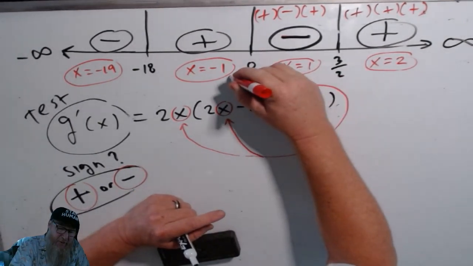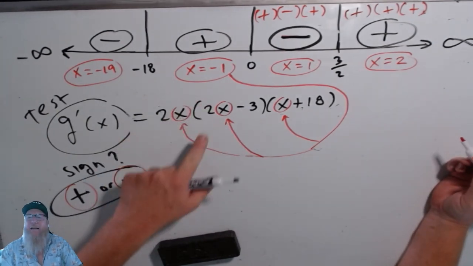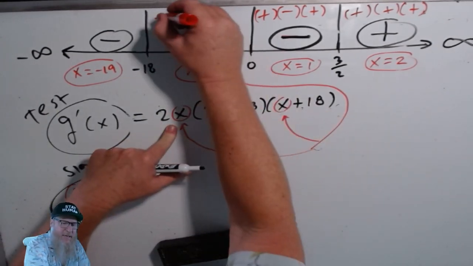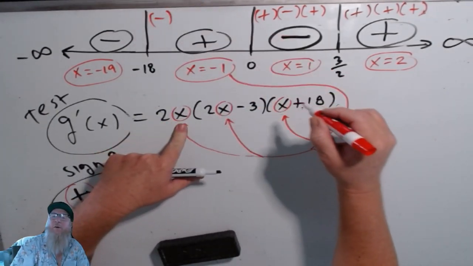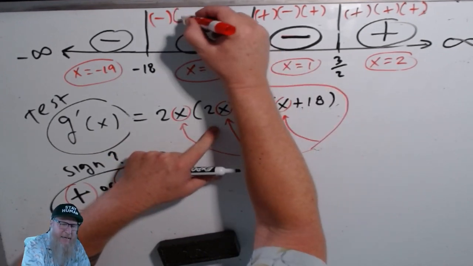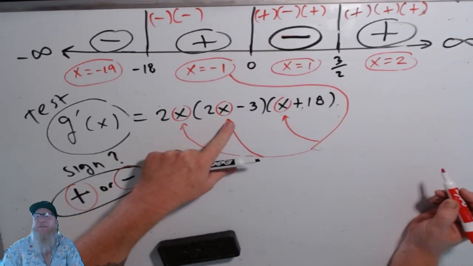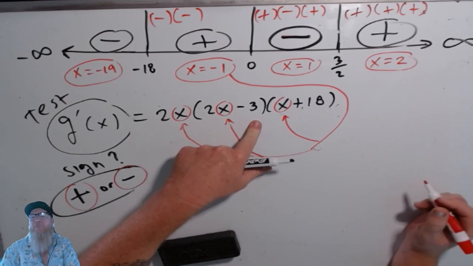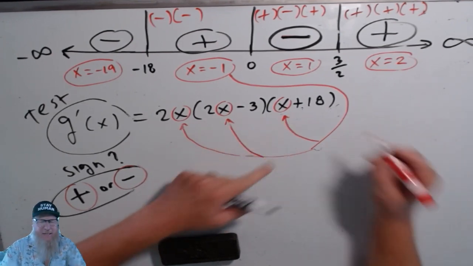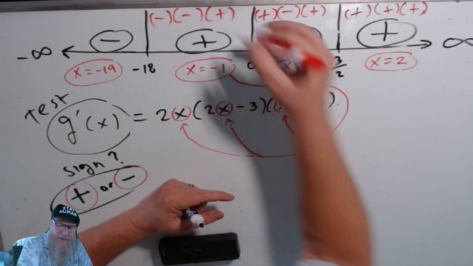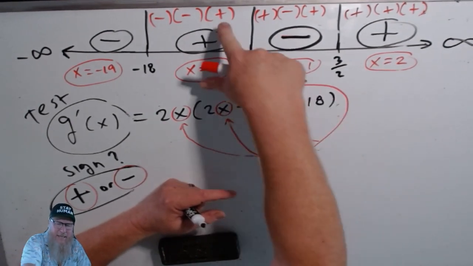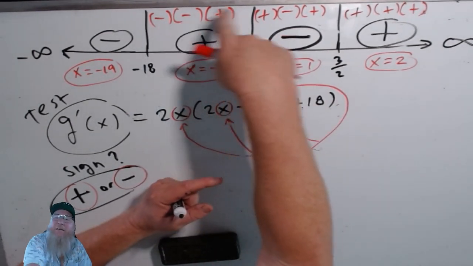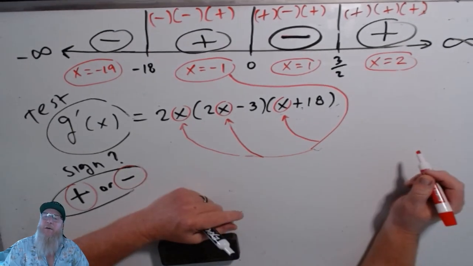Let's try the next one. Let's try -1. That'll be negative. 2 times -1 will be negative. 2 times -1 minus 3, still negative. And then the last one would be positive: -1 plus 18 is positive. So you have 2 negatives and 1 positive. So my guess was right.